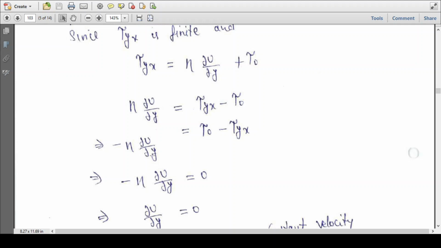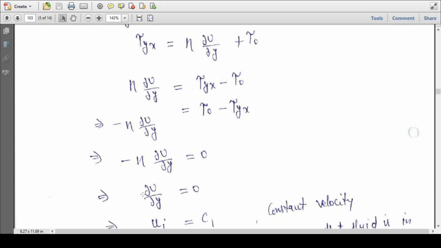minus eta del u upon del y equal to tau yx minus tau naught minus tau yx, and this term is actually 0 because tau yx is less than or equal to tau naught, so this whole term becomes 0. So we solve this here, and we get del u upon del y equal to 0.